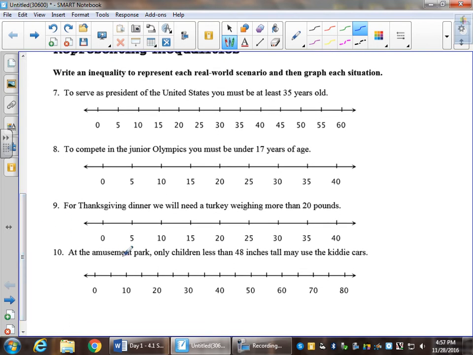We have a quick practice here with vocabulary and language. The directions are to write an inequality to represent each real-world scenario and graph. So we're going to graph it and we're going to write it.